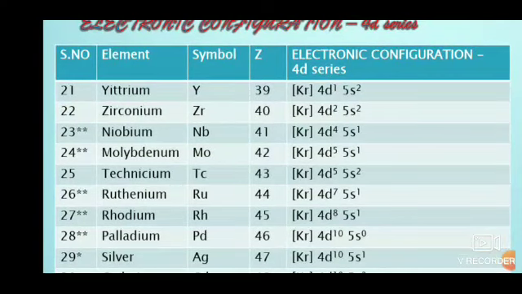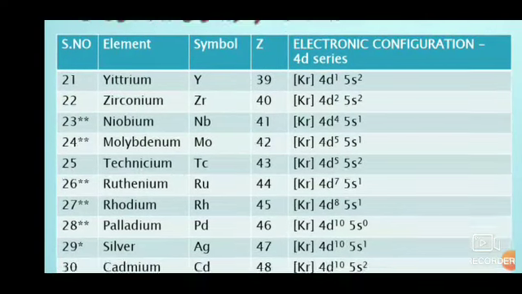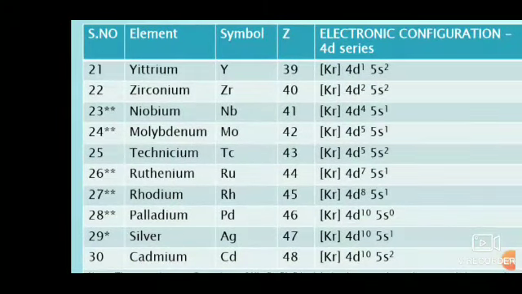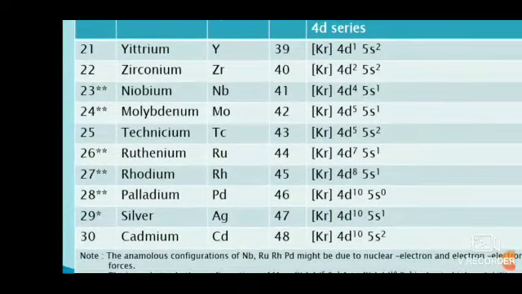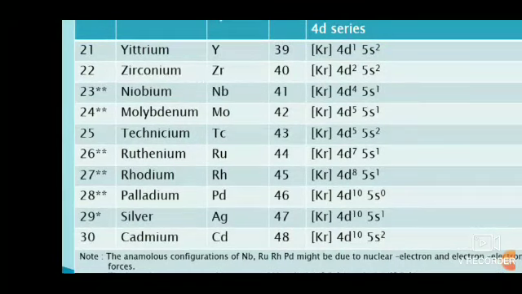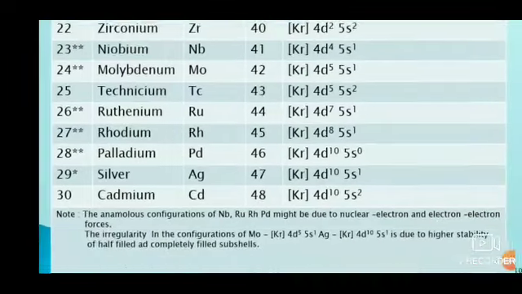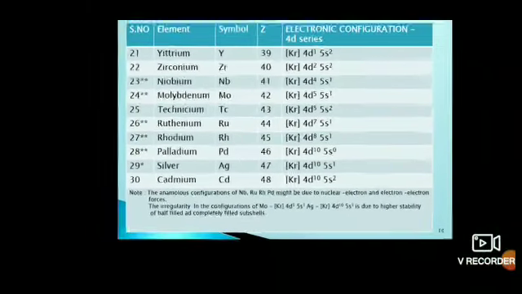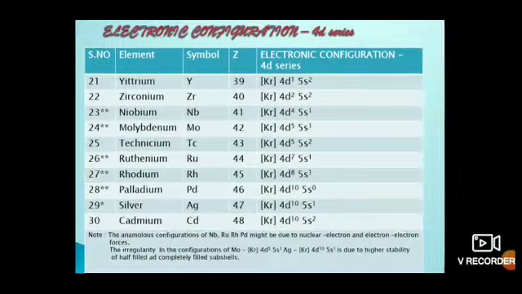So here niobium, ruthenium, rhodium and palladium, these are the exceptional cases, will be discussed later. And for molybdenum it is half filled d orbitals, and for silver also that is completely filled d orbitals. So for extra stability their configuration is written like that. But the anomalous configurations of niobium, ruthenium, rhodium, palladium, it might be due to nuclear electron and electron-electron forces. Okay, and this is how we have to write the configuration for 4d series.